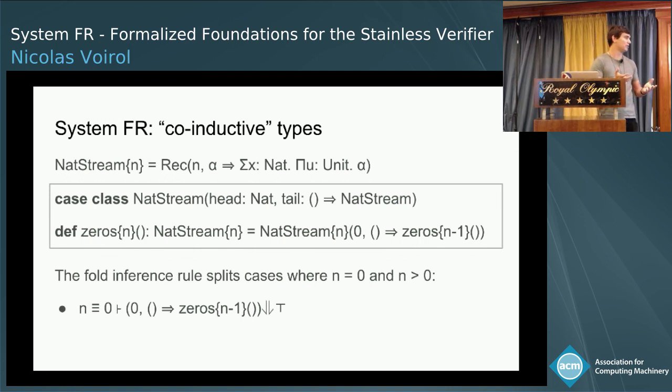It'll say, okay, if n is zero, then all I have to prove is that this tuple is a value. And since the zeros call is under a lambda, this is basically automatically true. You just check, do these things match the value grammar? And here they do, okay, we're fine, this type checks.